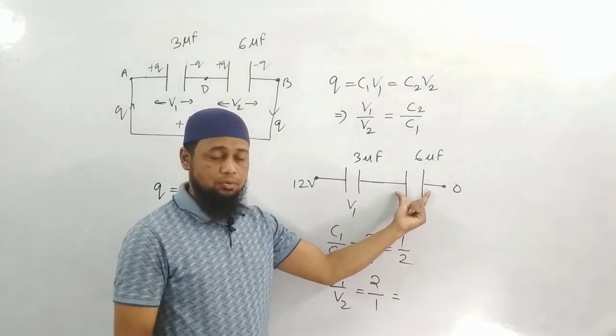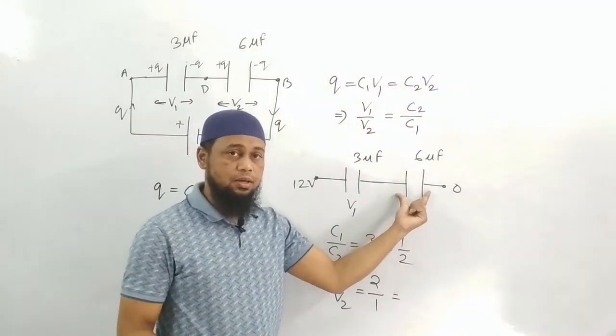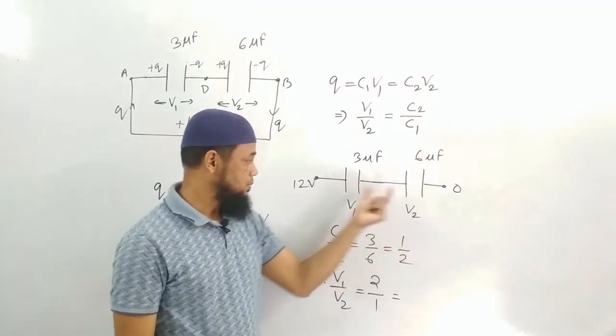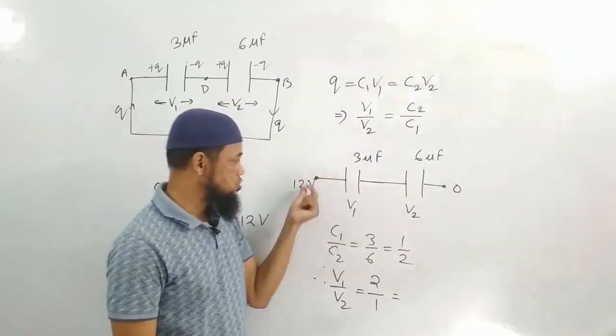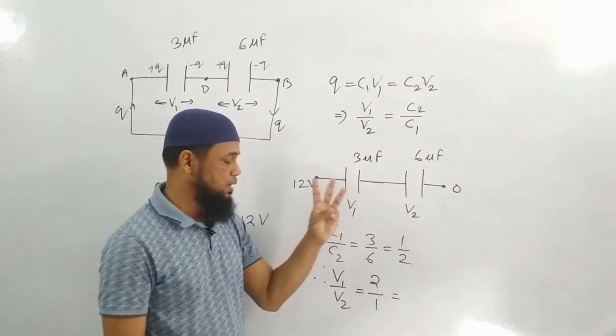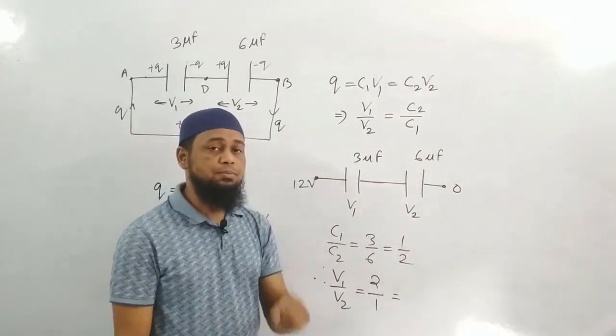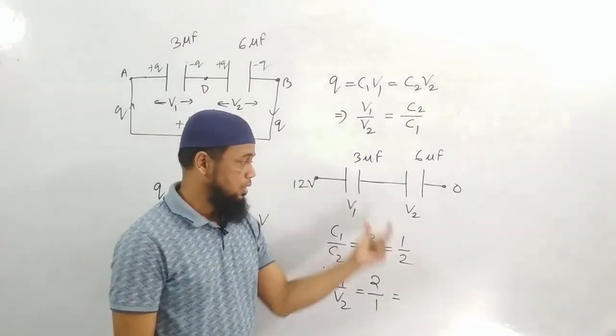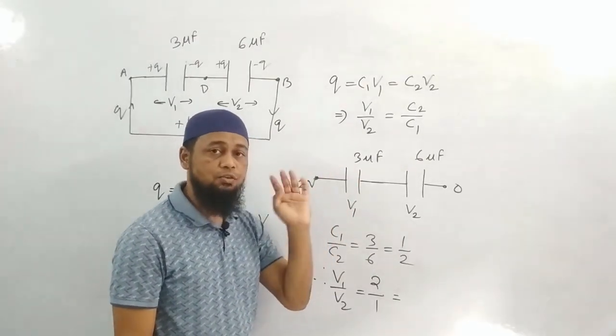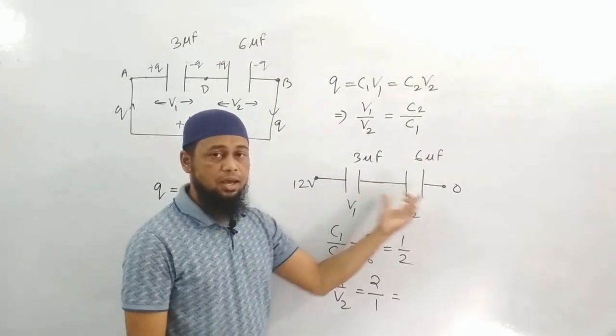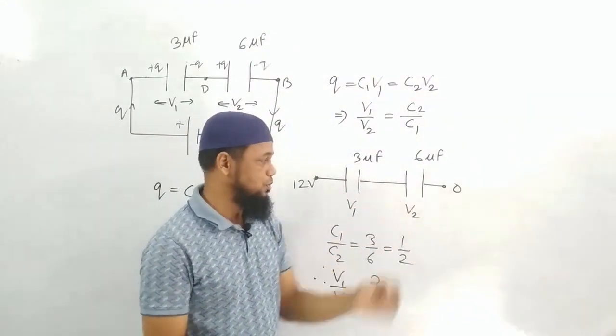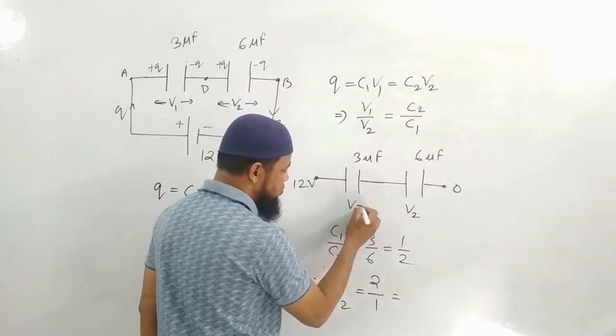We have to solve the problems very quickly in the exams, right? So here 2 parts, here 1 part. 12 is to be divided into 3 parts, then each part will become 4. Here 2 parts means 4, 4, 8. And here 1 part means 4. So what is the potential drop across this one?